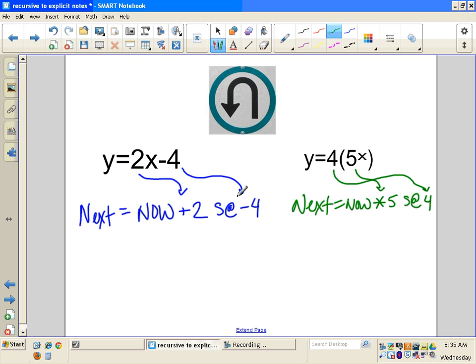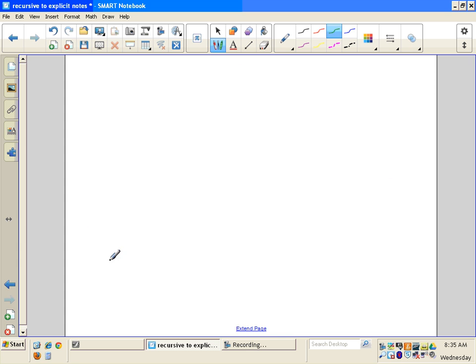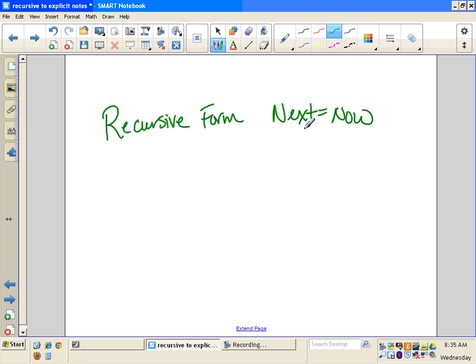So you should be able to go both from a next now to a y equals, and from a y equals to a next now. And that looks like it's it. Remember, recursive form is the same as a next equals now form. And the explicit form is the same as a y equals equation.